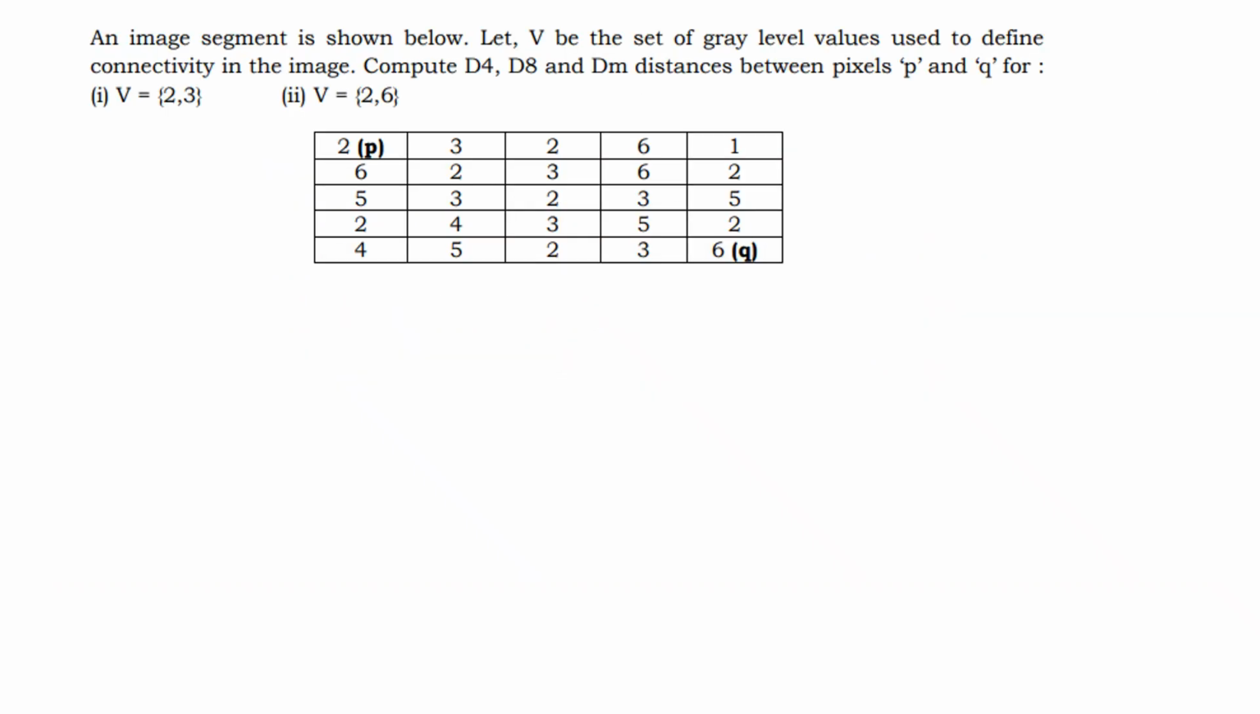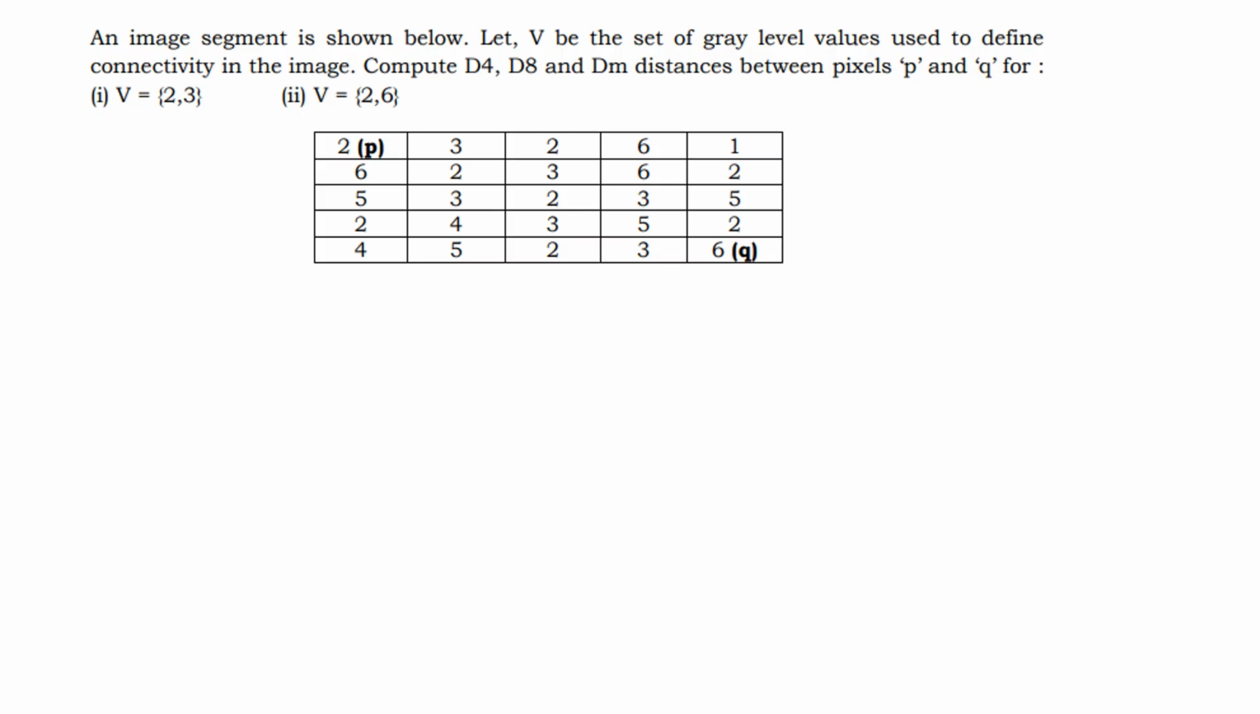Now, we can see an example. An image segment is shown below. Let V be the set of gray level values used to define connectivity in the image. Compute D4, D8 and DM distances between the pixels P and Q for V equal to {2, 3} and V equal to {2, 6}. This is the image segment given. For the positions P and Q, we have to find the D4, D8 and DM.